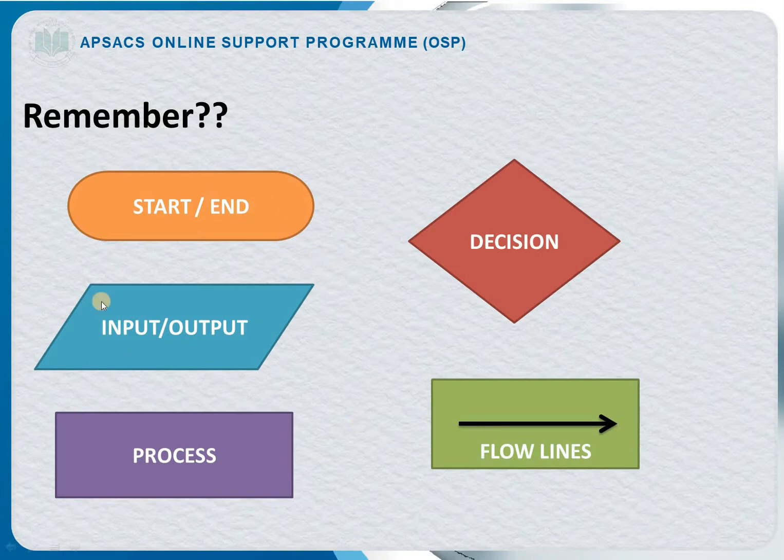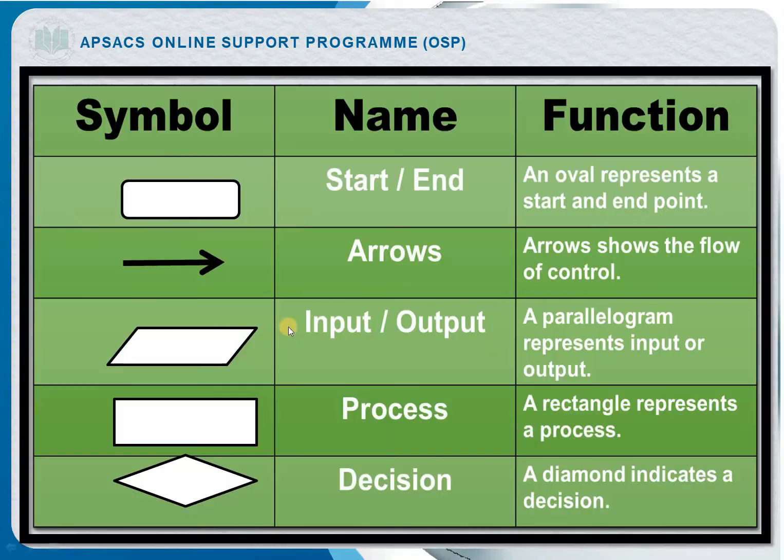Students, do you remember these symbols? What are these symbols? Why do we use these symbols? Yes, you are right. These are flowchart symbols we use to make flowcharts. This is start and end, decision symbol, flow lines, input and output symbol. This is process symbol. Students, let's discuss their function. This symbol is used to start and end the flowchart. This is the flow line. These are called arrows, which transfer the control of flow to the next instruction which is going to be executed.